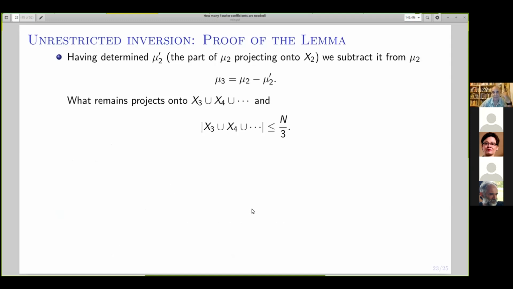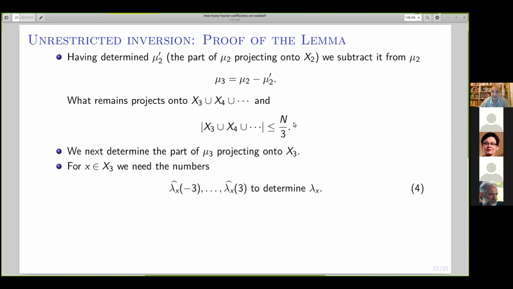And the next step is to determine X3. Again, we subtract mu2, which is whatever sits over X2, from the measure. We now have a measure mu3, which projects down to this set. And this set now consists of at most n over 3 points, even less. And to determine this set, we only need to know for each x these numbers. And how do we get these numbers?